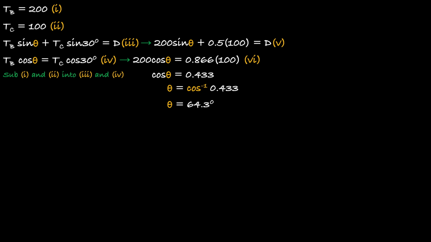Now let's go to equation number 5. Here we now have the value of theta. So all you have to do is substitute the value of theta into equation number 5. Instead of writing sin theta, we're going to write sin 64.3 degrees. And if we do that, we're going to get our D as 230.22 newtons.